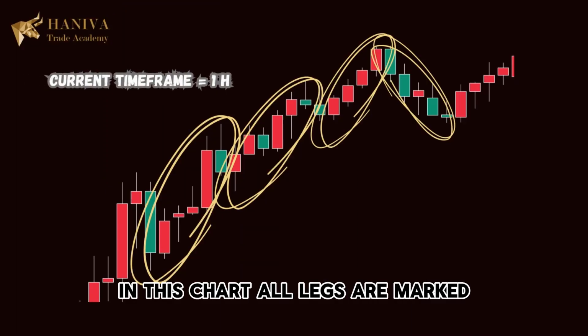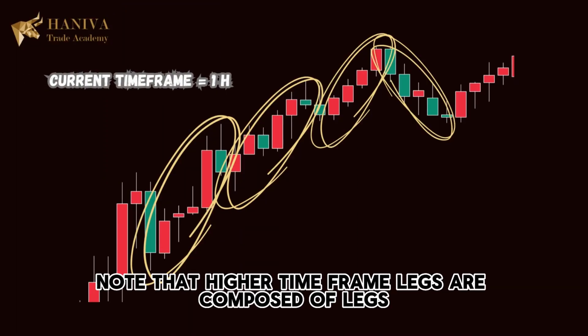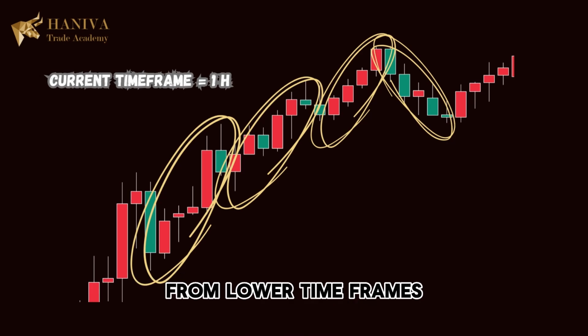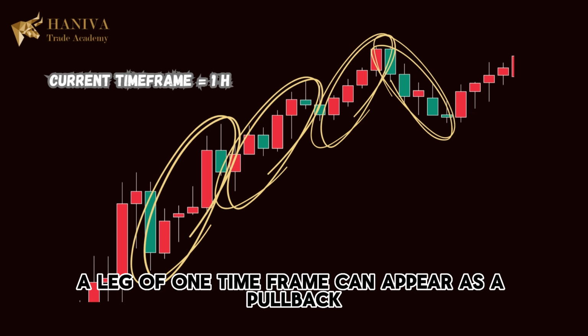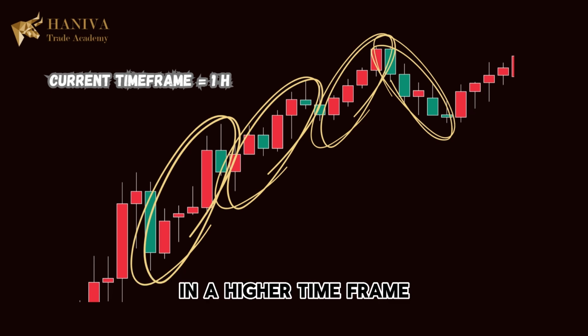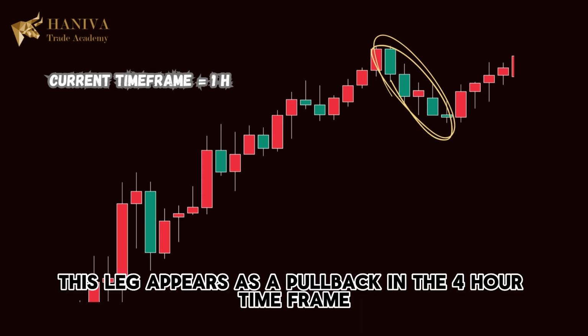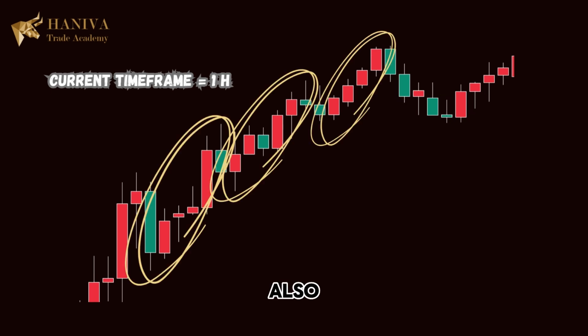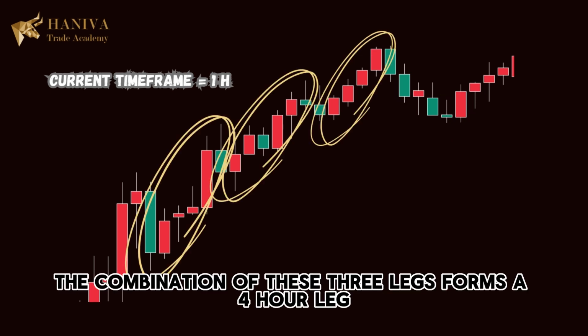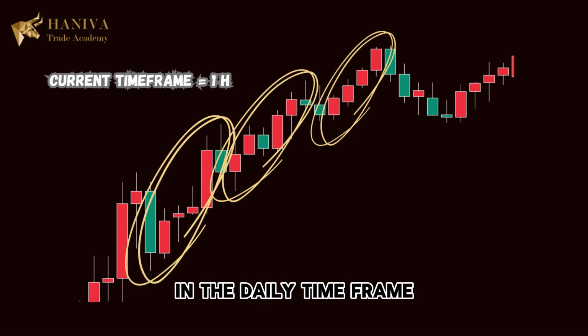In this chart, all legs are marked. Note that higher time frame legs are composed of legs from lower time frames. A leg of one time frame can appear as a pullback in a higher time frame. Pay attention to this leg, which belongs to the 1-hour time frame. This leg appears as a pullback in the 4-hour time frame. Also, the combination of these 3 legs forms a 4-hour leg in the daily time frame.